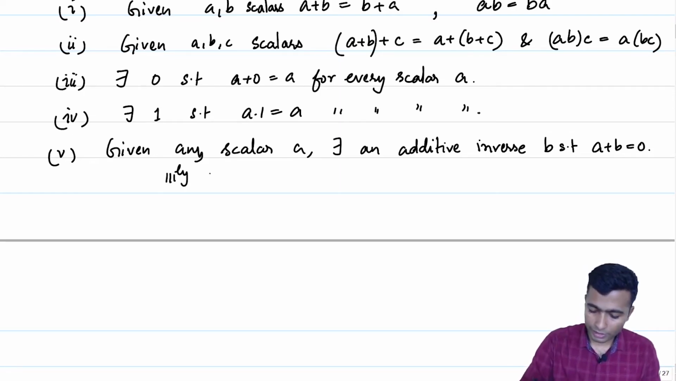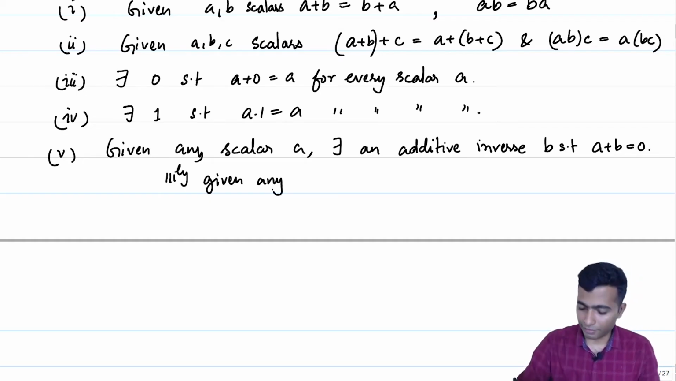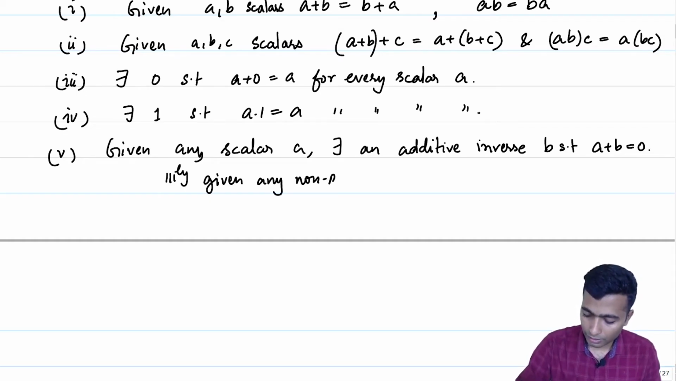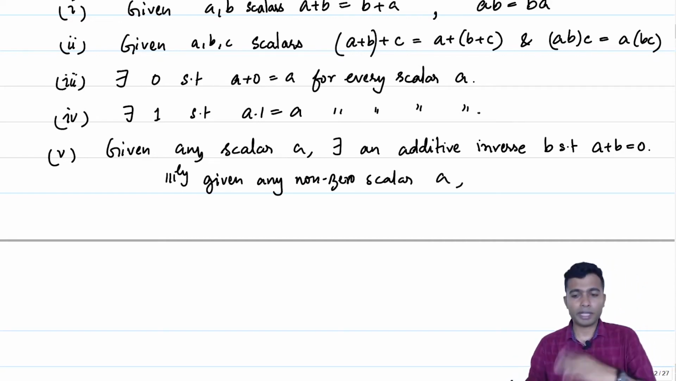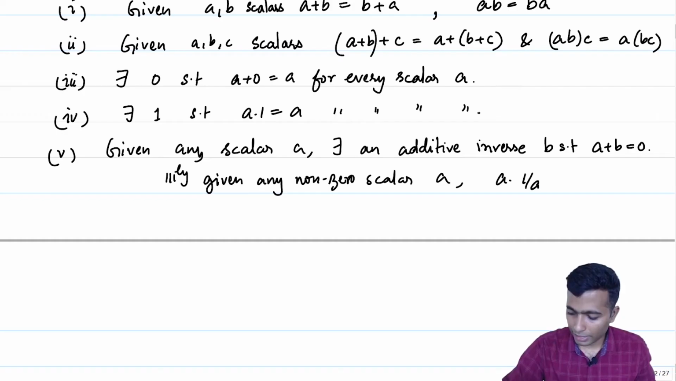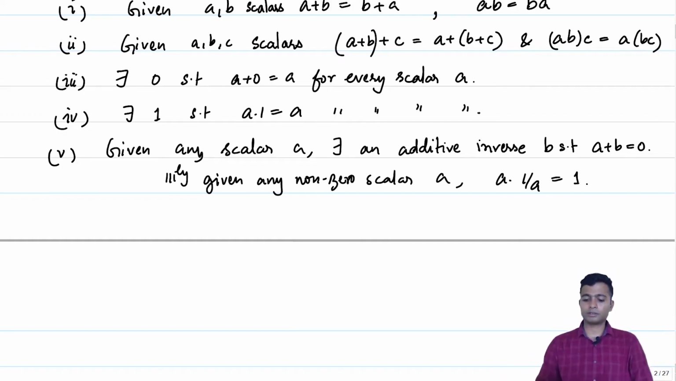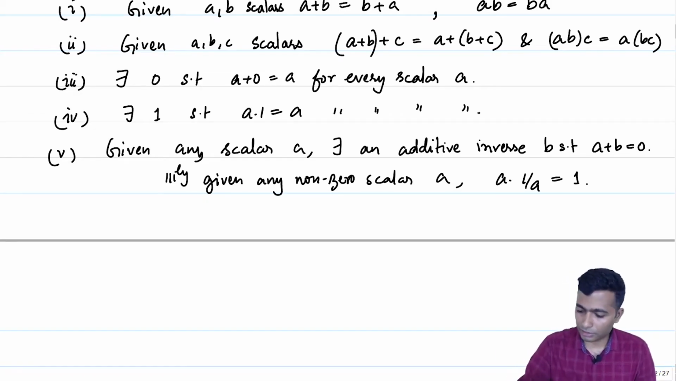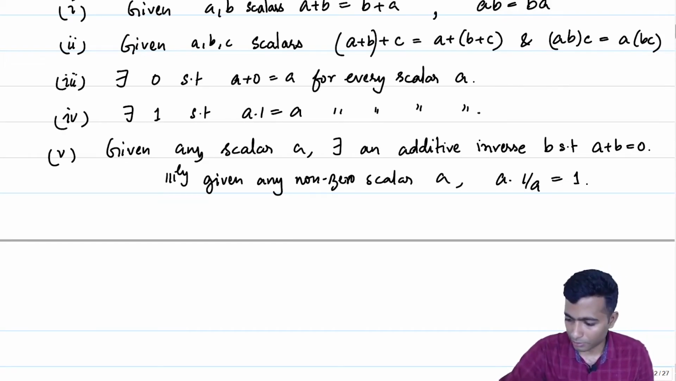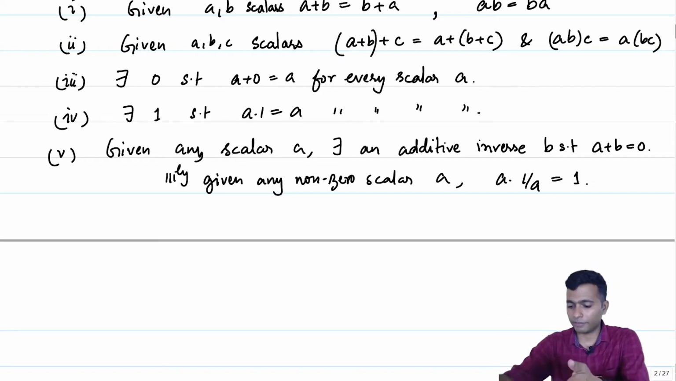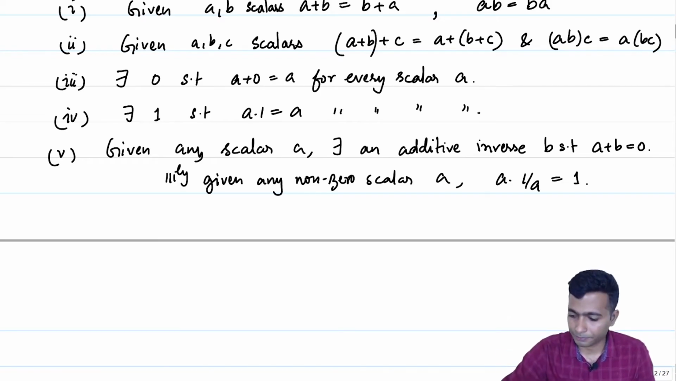Similarly, given any non-zero scalar A, we have a multiplicative inverse: 1 by A times A is equal to 1, right? If you consider 2, 1 by 2 is the multiplicative inverse of 2. So similarly, B is just minus A. So I could have just written it that way. Yeah, it's okay, doesn't matter. Every element will have both an additive inverse and a multiplicative inverse.